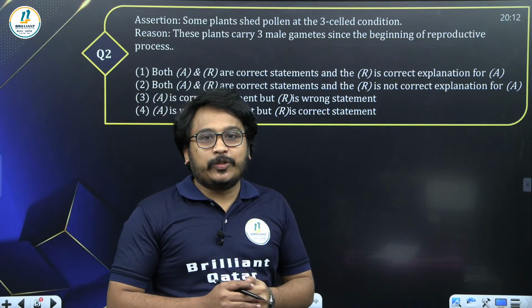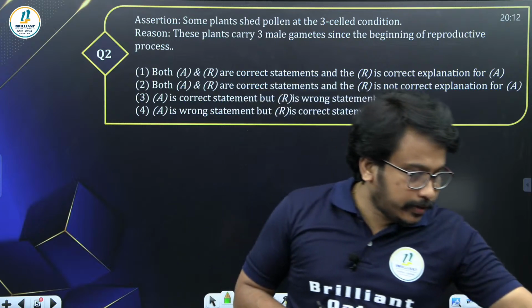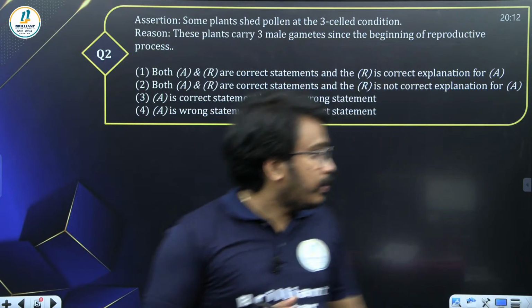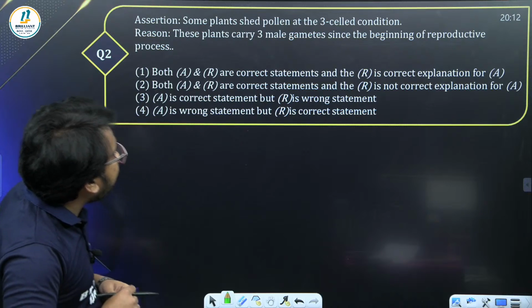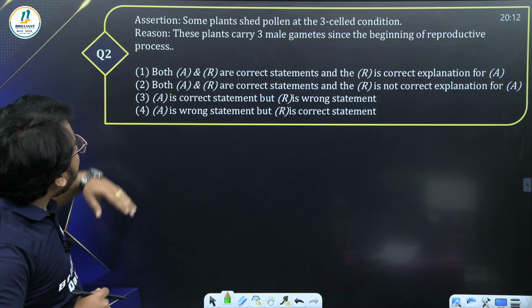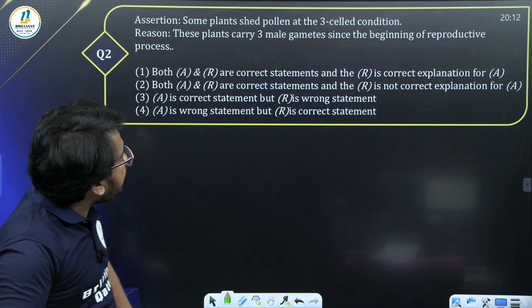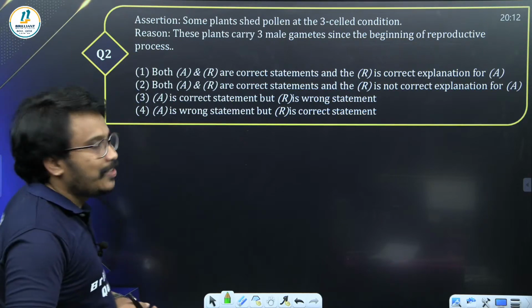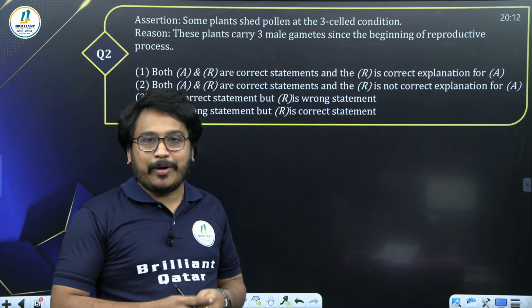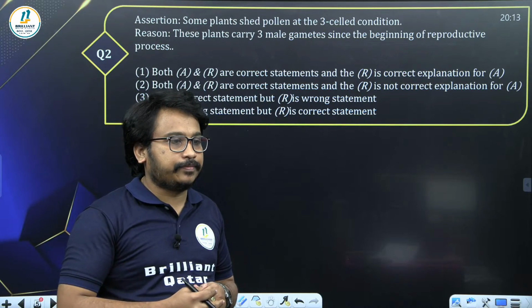Now coming to the assertion reason type question. So here, some plants shed pollen at 3-celled condition. Assertion, reason: these plants carry 3 male gametes since the beginning of reproduction process. So let's have a discussion about microsporogenesis. Then we will come back to the question.